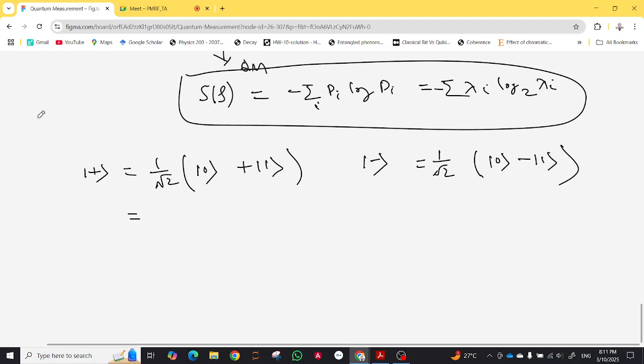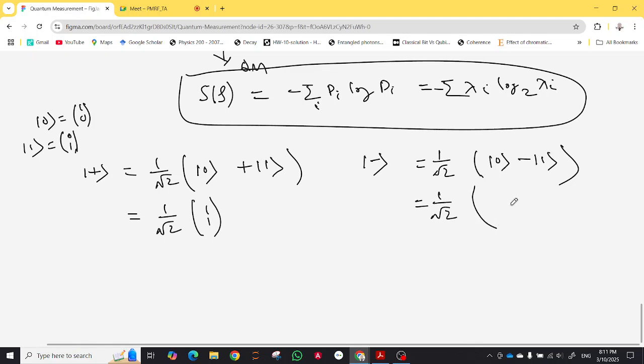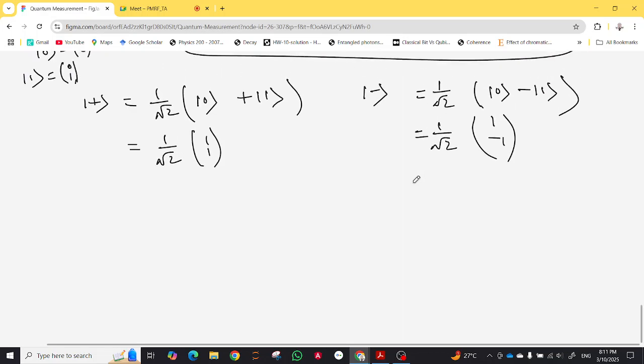Now you note that |0⟩ means (1, 0) and |1⟩ means (0, 1), right? So the plus state you can write like 1 by root 2 (1, 1), right? And the minus state you can write as 1 by root 2 (1, -1). This is plus and this is minus.